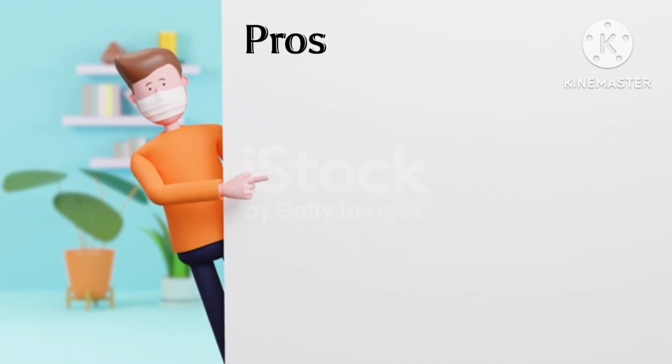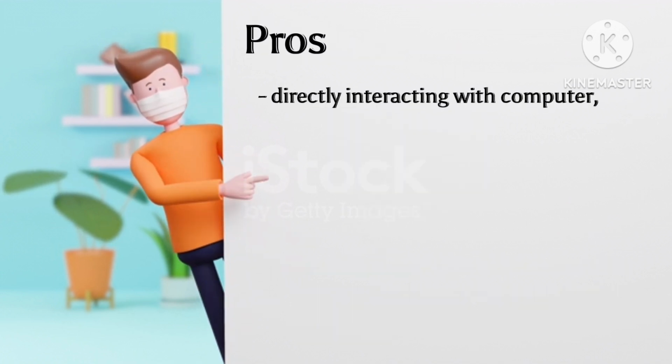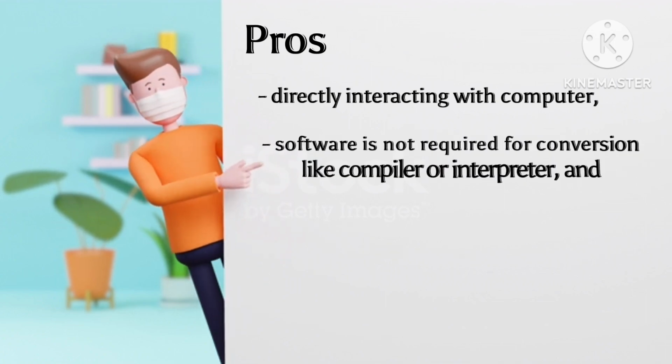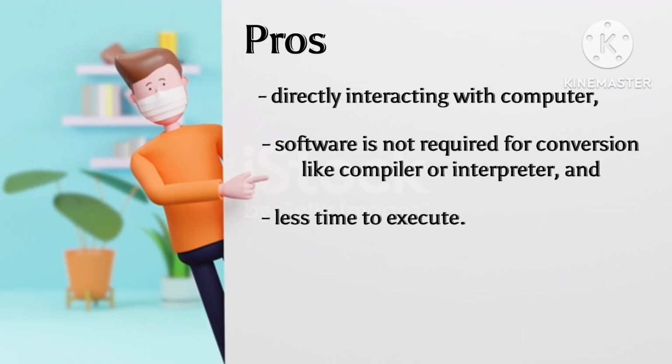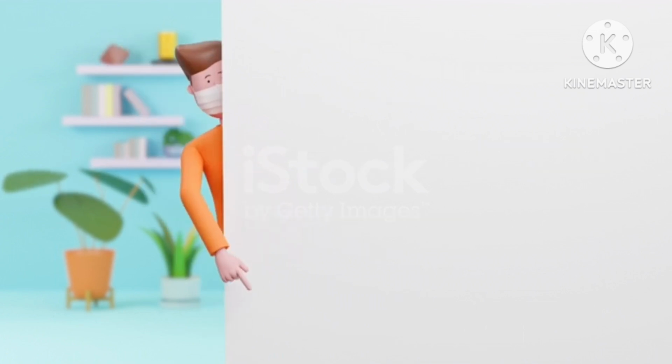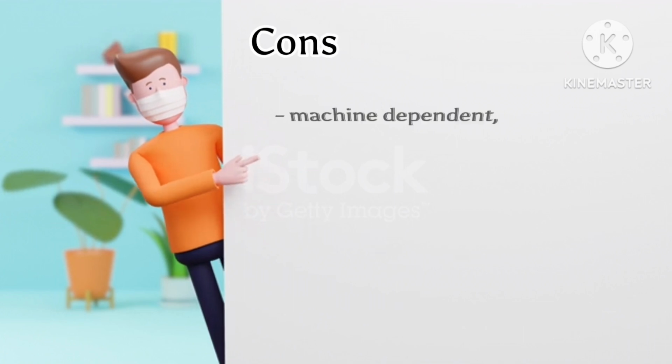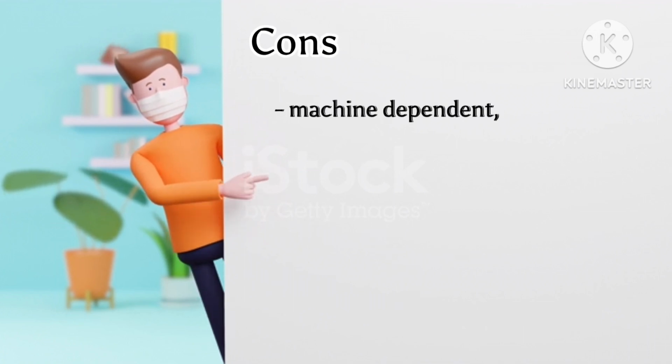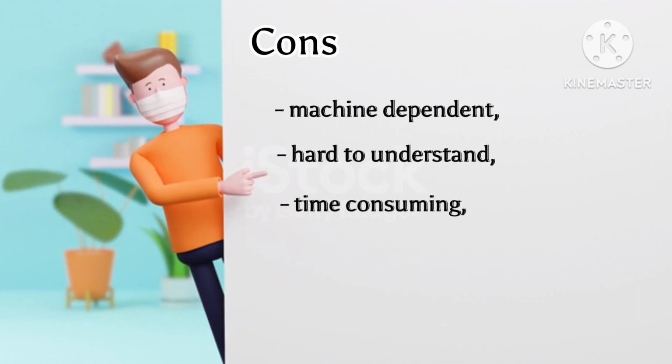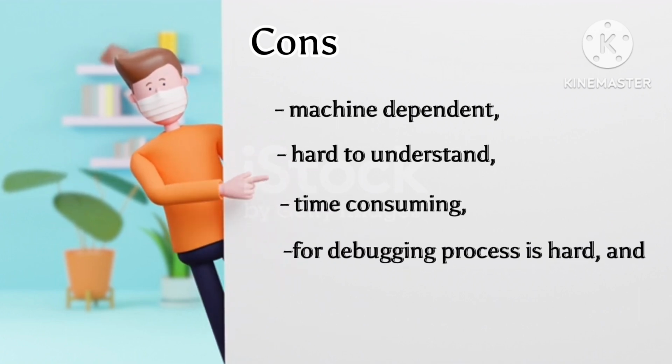Pros of machine language. Directly interacting with the computer. Software is not required for conversion, like a compiler or interpreter, and less time to execute. Cons of machine language. Machine dependent, hard to understand, time consuming, the debugging process is hard, and not portable.